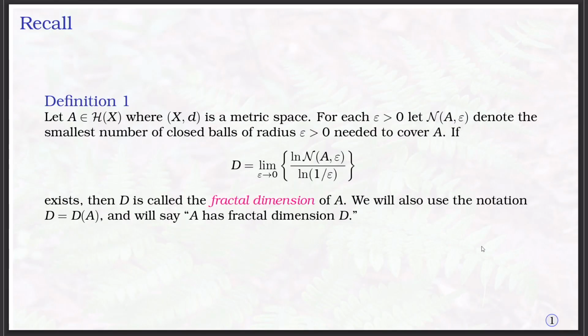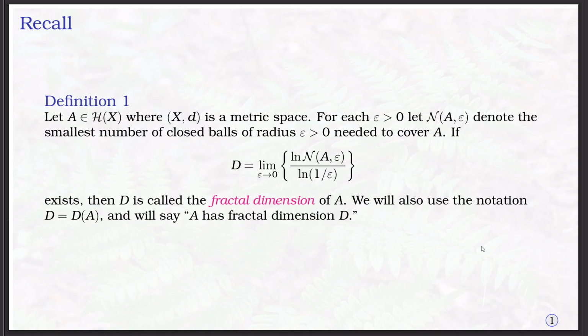Now we are going to discuss how to obtain the fractal dimension of an object in R power n more precisely, because the last theorem we proved was for the general metric space. Now we are going to focus more precisely on R power n.